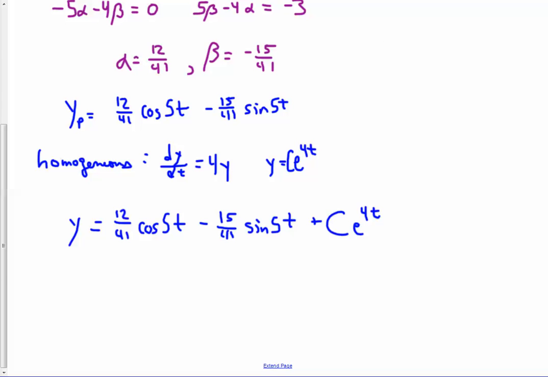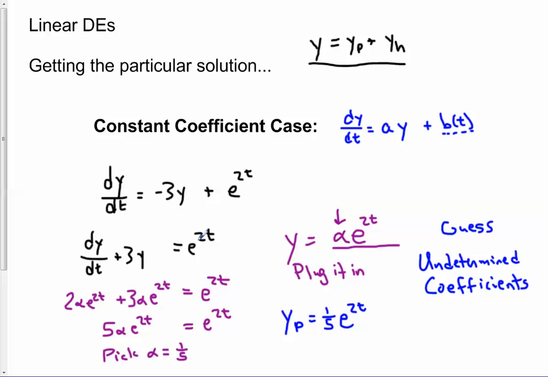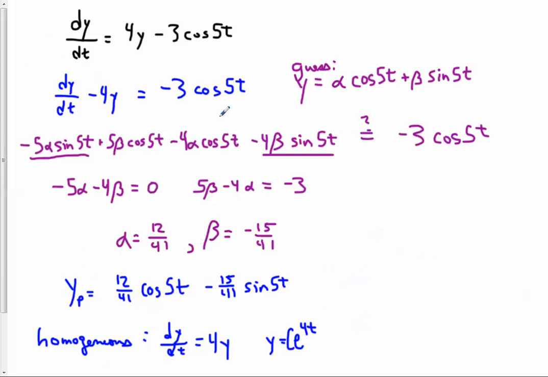Okay, so this is a method to get the particular solution in a linear differential equation that has constant coefficients. Again, this method doesn't really work too well if it's not constant coefficient. Also, let me just finish by saying, if your b of t is an exponential, that's what you guess. You guess the same exponential with a coefficient in front. If your b of t is a sine or a cosine, you guess the same sine or cosine and the other one. So we had cosine 5t, so we guessed a cosine 5t and a sine 5t with undetermined coefficients in front of those.